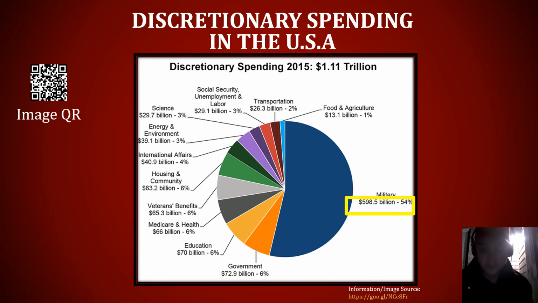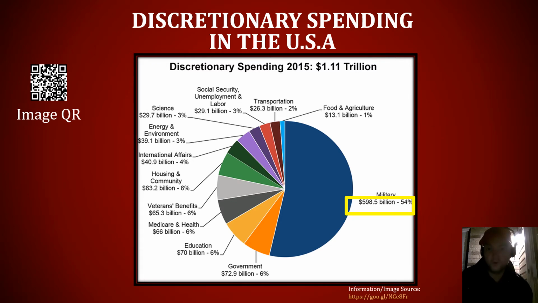So government, all the government employees, that's about 6%. Education, 6%. I'm not laughing, but it's just crazy that that's the case. Medicare and health, 6%. Veteran benefits, 6%. Housing, 6%. International affairs, energy and environment, science, social security, unemployment and labor, transportation, food and agriculture. All that stuff combined is nowhere near, not even close, right? Massive amount of money.